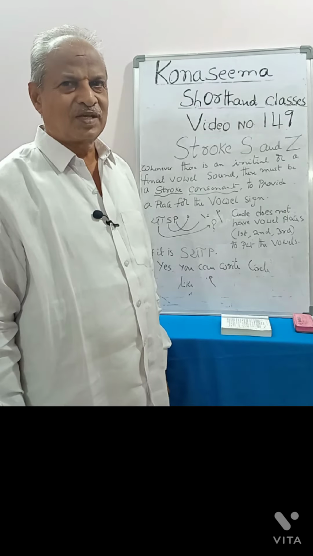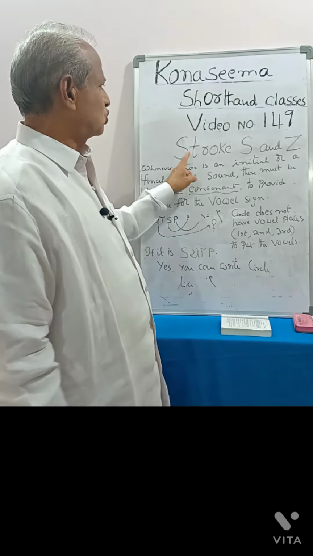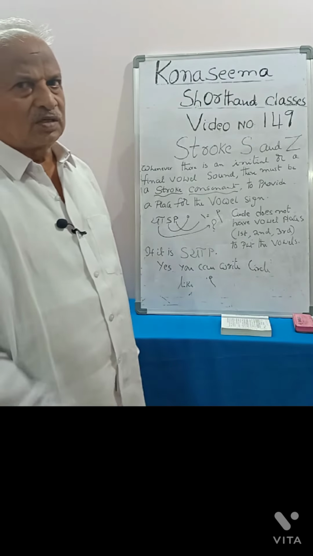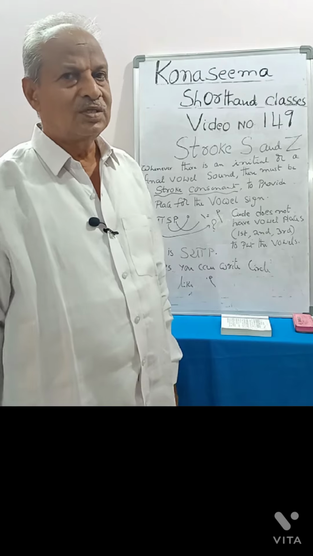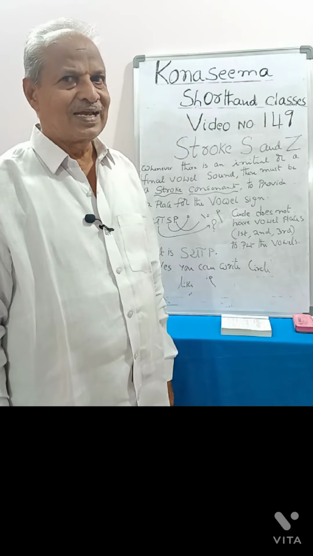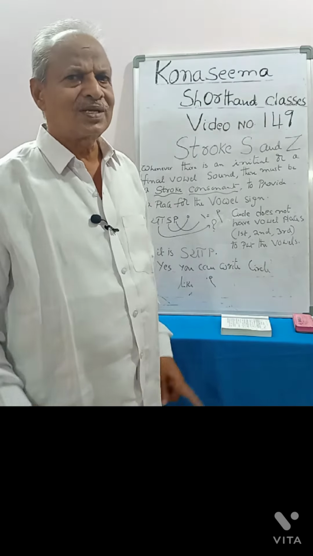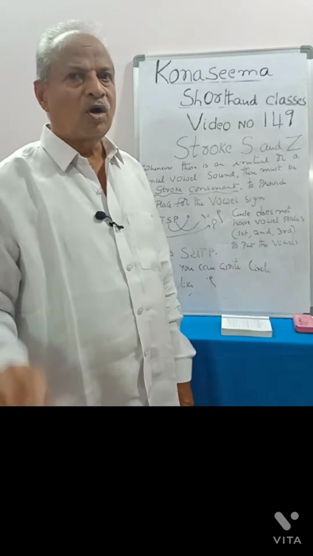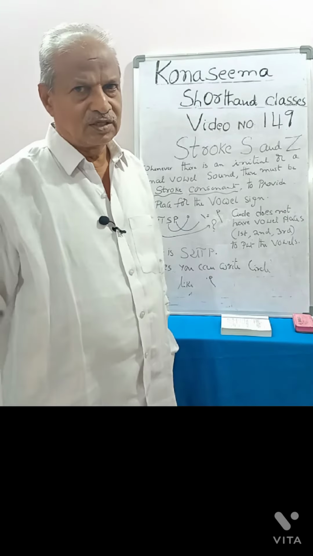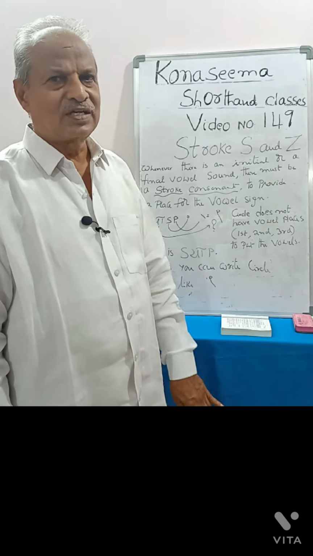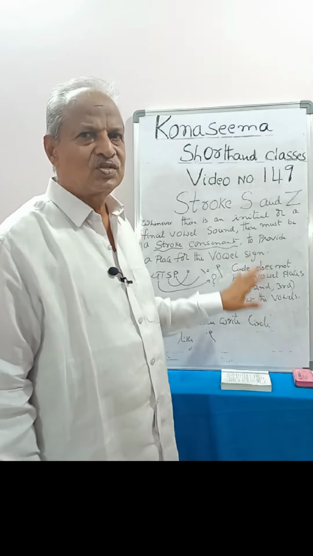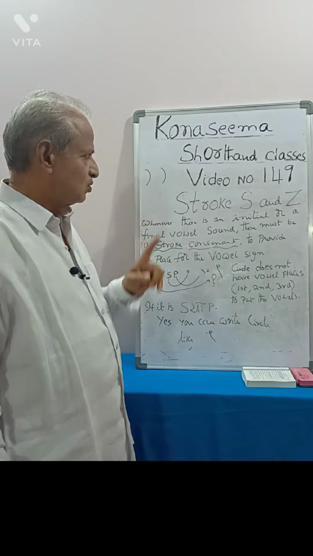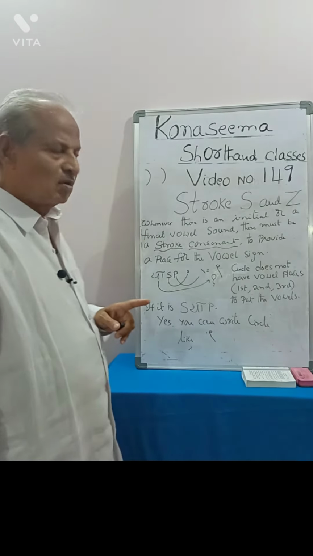Now, chapter 8: Stroke S and Z. In chapter 7, we talked about Circle S and Z. These two chapters are interrelated. But here in this chapter, it is mentioned how to write exclusively the stroke S and Z. Whenever there is an initial or a final vowel sound, there must be a stroke consonant, for what?